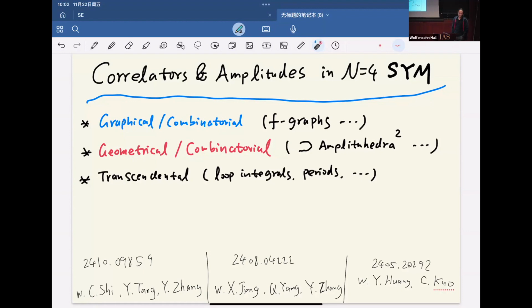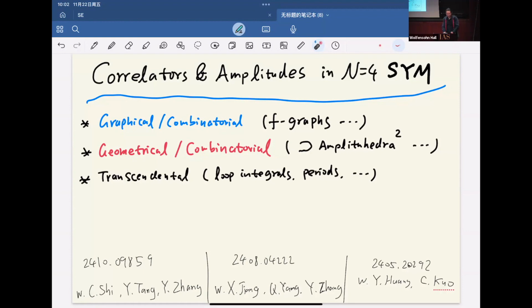I first met Song when I think he was a student around 50 years ago, when I first got to the Institute. And now he's a big shot, having done so many wonderful things in the intervening time. It's hard to keep track of all of them. And he's going to tell us today about correlators and amplitudes in energy force reading.